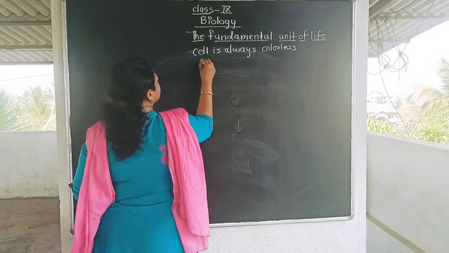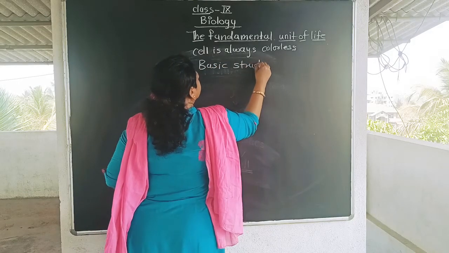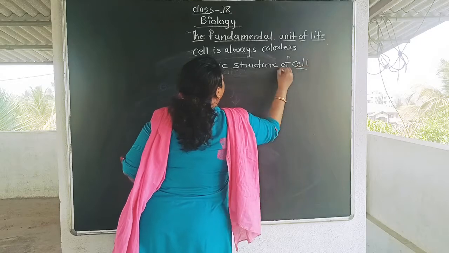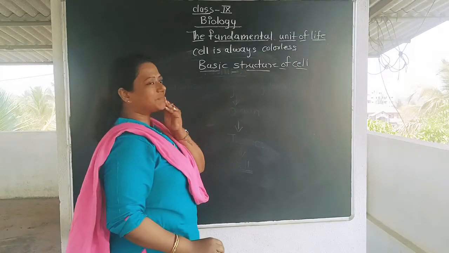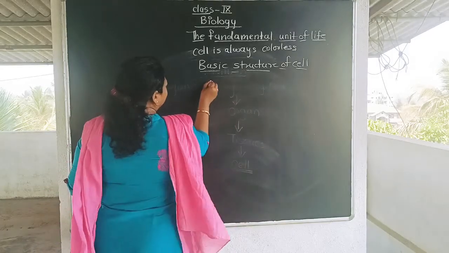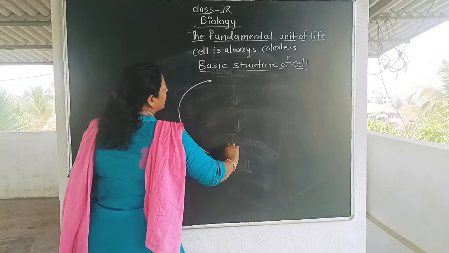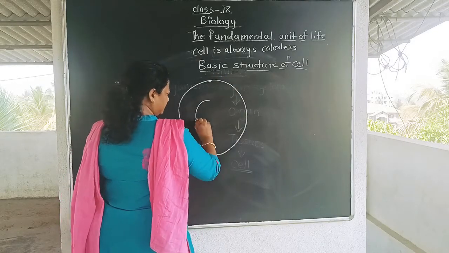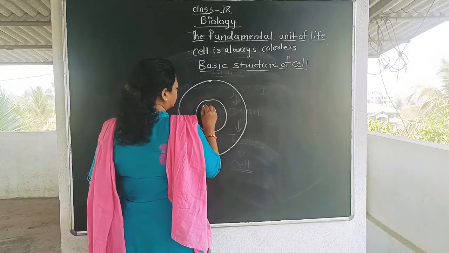Okay, so now we will go ahead with the basic structure of the cell. How is the basic structure of the cell? In today's topic we are going to discuss the basic structure of the cell as well as, in detail, some components of the cell. Here the cell is not always round, as I said. For showing you, I am showing you the color. This is at the middle.